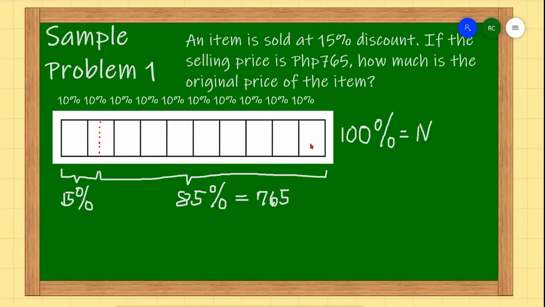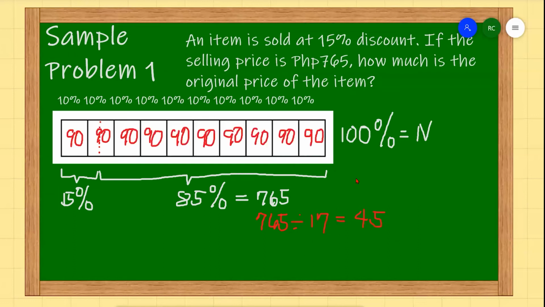85% is equivalent to 2, 4, 6, 8, 10, 12, 14, 16, 17 smaller units. So, to get the value of each unit, we have to divide first 765 by 17 to give us 45. So meaning to say that each half unit or part is equivalent to 45. So each whole unit or part is equivalent to 90.